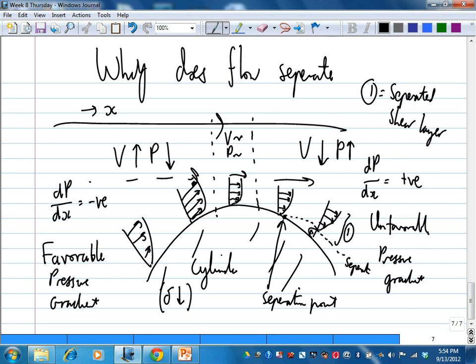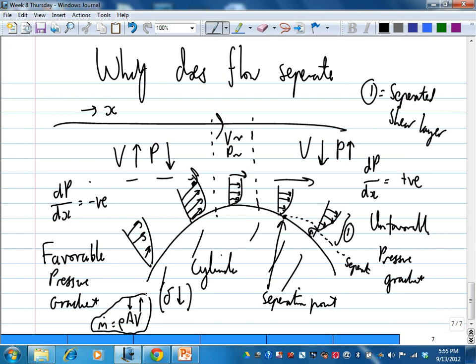Why is the velocity increasing here? Because the channel from here to here is getting smaller. M dot is equal to rho A V. So your A goes down, M dot is the same M dot going through here, so the V must go up, assuming your rho is constant. That's what's happening here. Opposite on the other side.